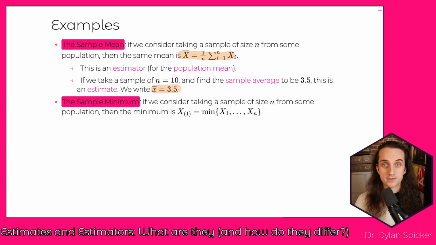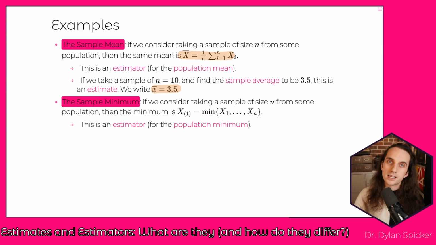We can think about the sample minimum as a secondary example here, right? If we consider taking a sample of size n from some population, then we can take the minimum, which we typically denote using the notation X with a 1 in brackets as a subscript, and that's going to give us the minimum value among everything that we observe. Once again, when written in this way, this is an estimator, right? It's a function. It takes in data, outputs a number, but it's not a number itself. And we could think about this as being an estimator for the population minimum. If you want to know the smallest value in the population, then you could take this as an estimator for that.